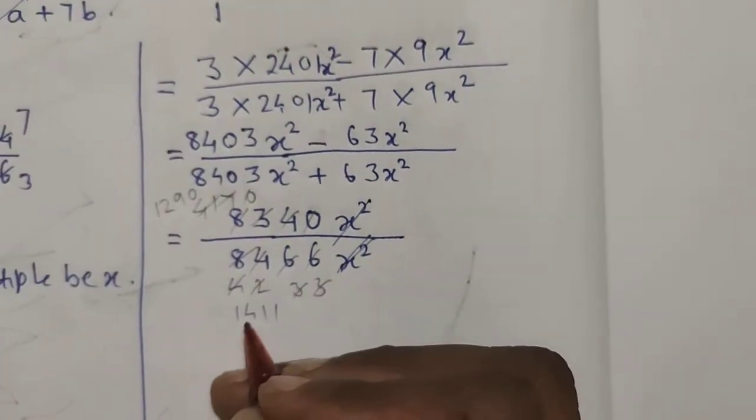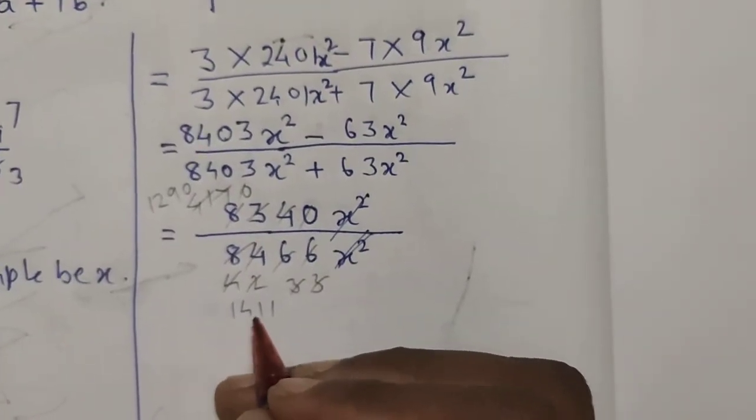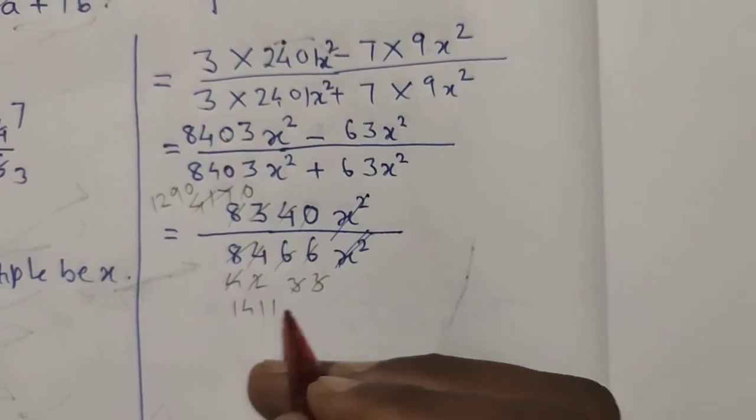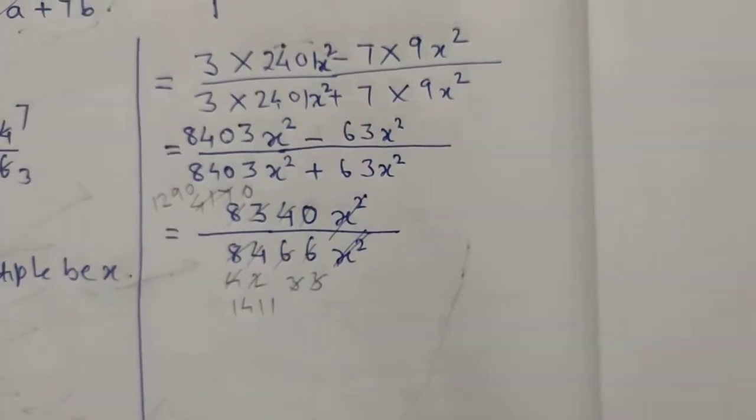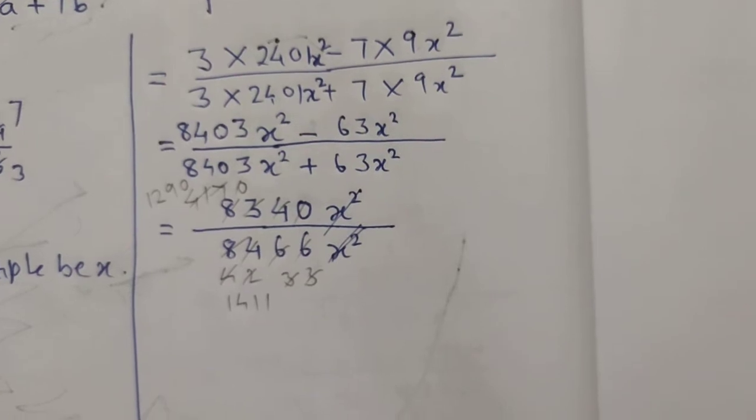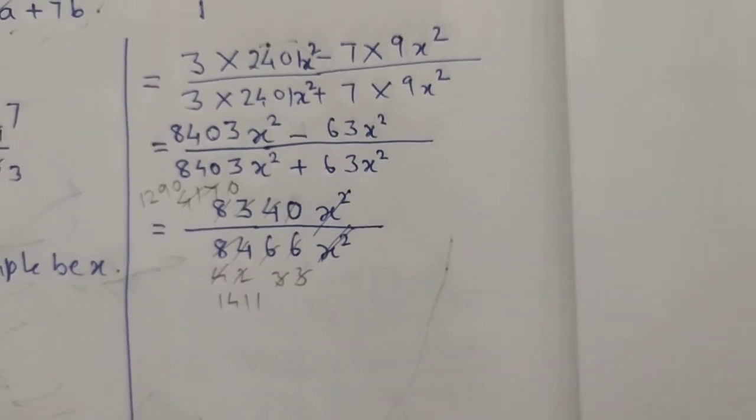Again you have to do cancellation by, this is 1411, this is 1290. So let me see.